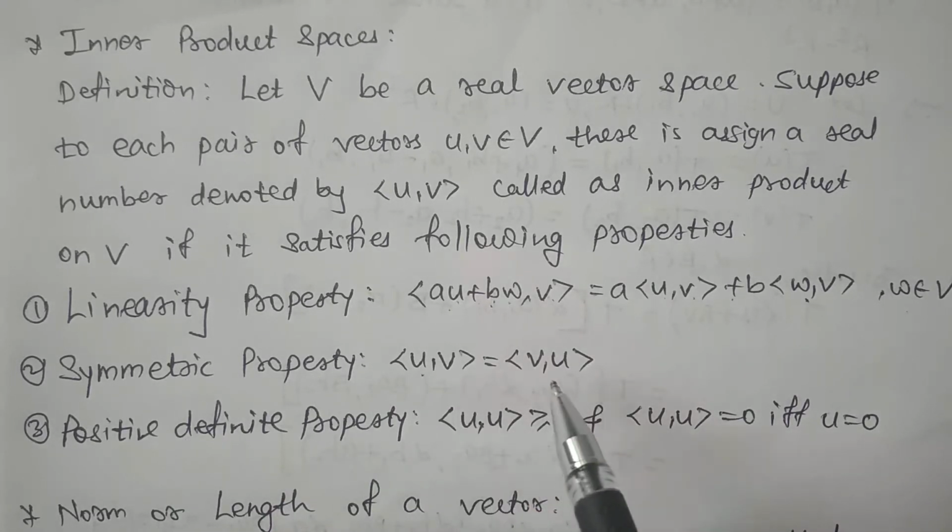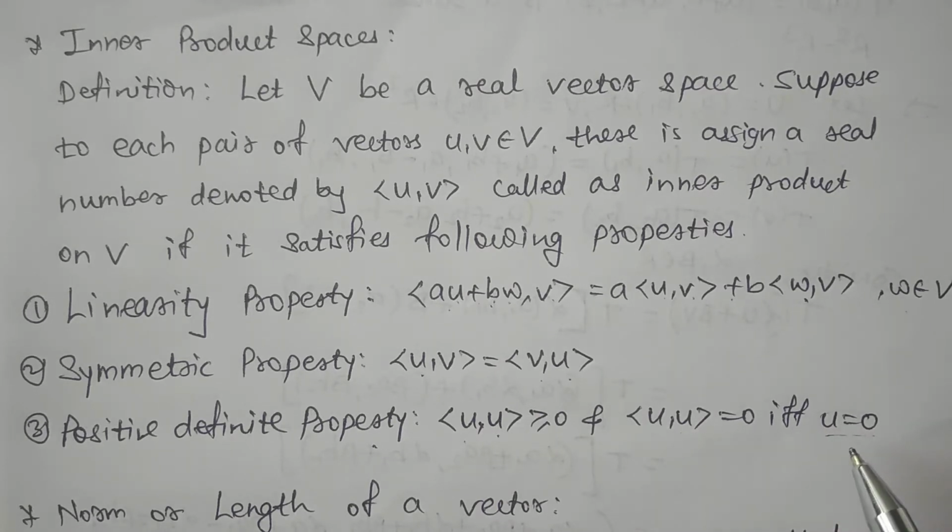The second property is the symmetric property: the inner product of (u, v) is equal to the inner product of (v, u). And the third property is the positive definite property. That means the inner product of (u, u) is always greater than or equal to 0, and the inner product of (u, u) is equal to 0 if and only if u is equal to 0.